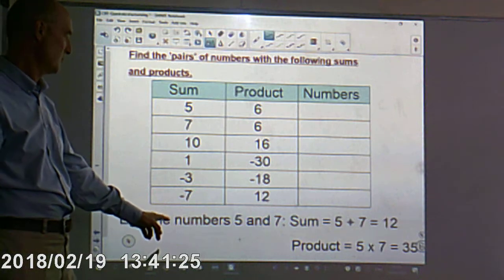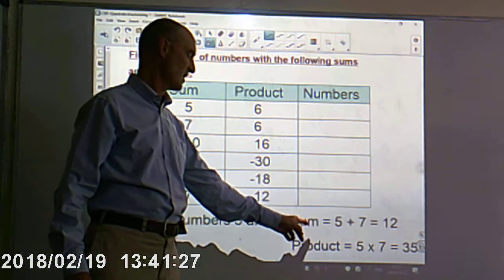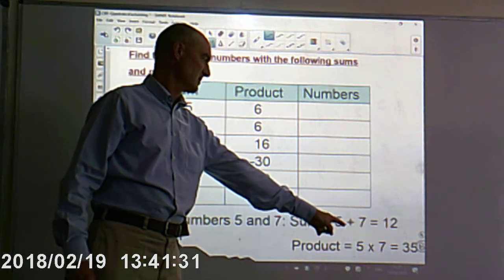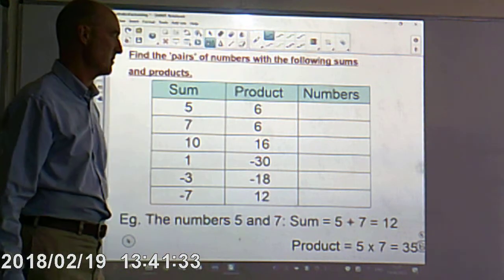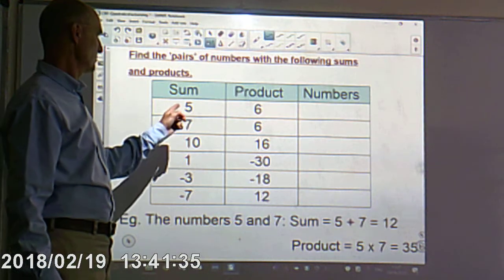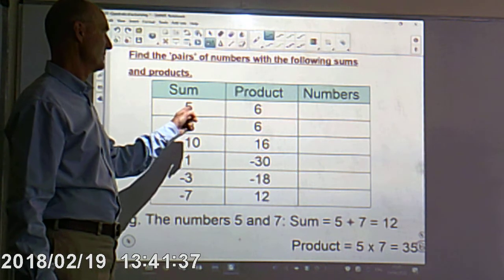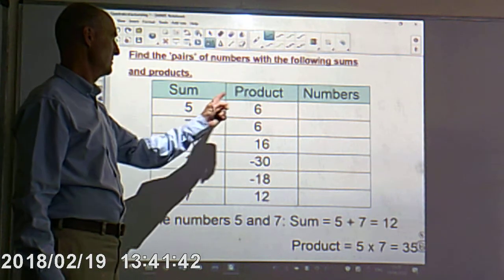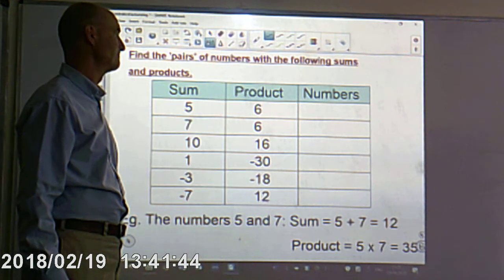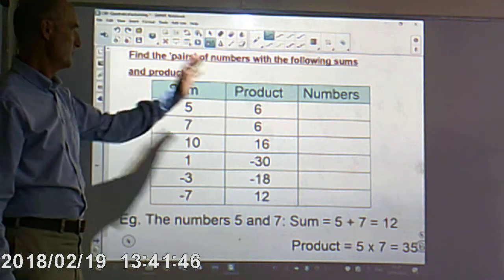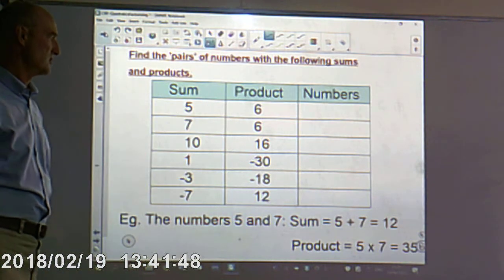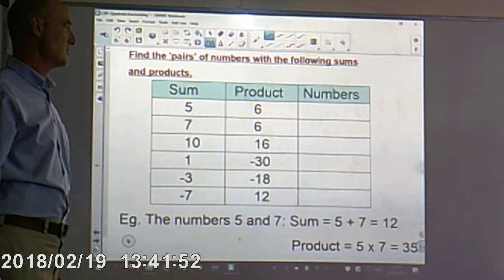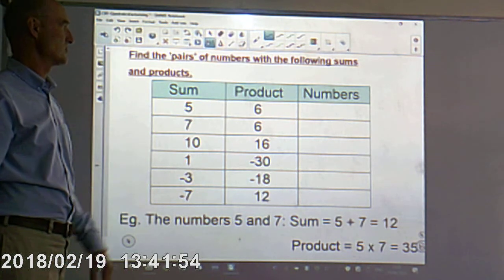By way of an example, the numbers 5 and 7 add together to make 12. Their product, when they're multiplied together, 5 times 7, is 35. So what two numbers add together to make 5, but multiply together to make 6? Add together to make 7, multiply together to make 6. Give yourself an opportunity to go through those 6 examples. Pause the presentation if you need to, and then we'll come back and take you through the solutions.